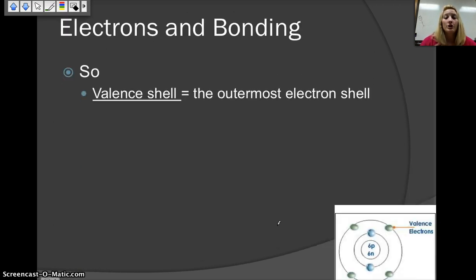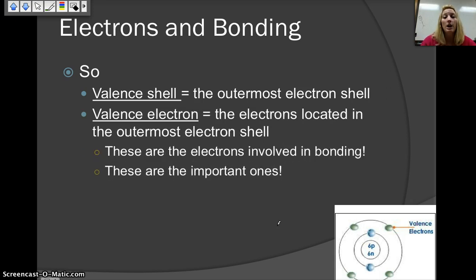So valence shell, outermost electrons. Outermost electron shell. The valence electrons are the electrons located in that outermost shell. These are the important ones. These are the ones that we're going to be paying attention to from here on out, because these are the ones that are involved in bonding, the coming together of the atoms.